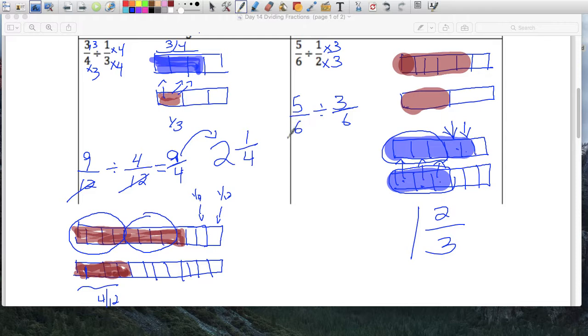Here, our denominators are the same. Cross them out. Let's write 5/3, 5 divided by 3 as a fraction. Change that to a mixed number. 3 goes into 5 one time. How many left over? 2 out of 3. So whether you do it this way or using pictures, you get the same answer.